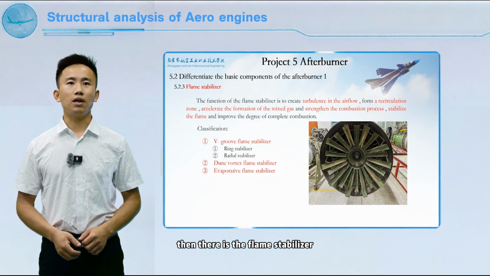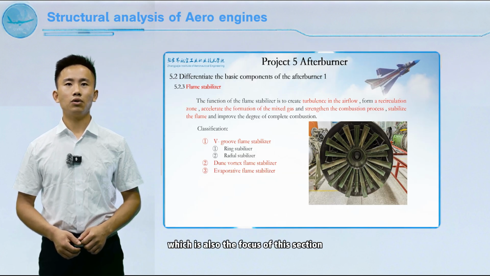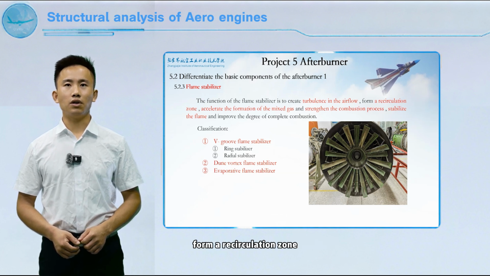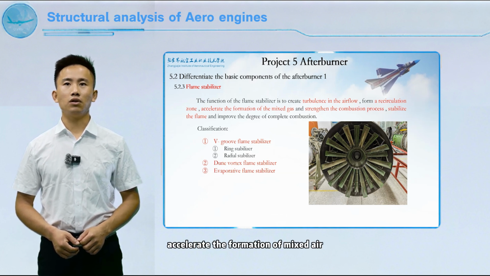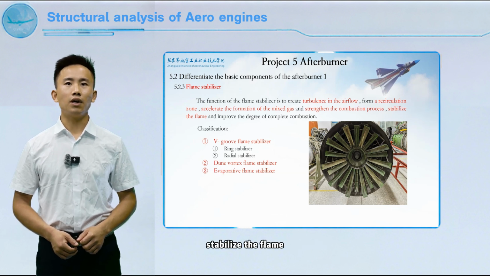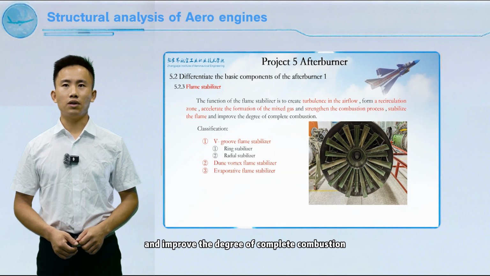combustion. Then, there is the flame stabilizer, which is also the focus of this section. Its function is to make the airflow turbulent, form a recirculation zone, accelerate the formation of mixed air, and strengthen the combustion process, stabilize the flame, and improve the degree of complete combustion.